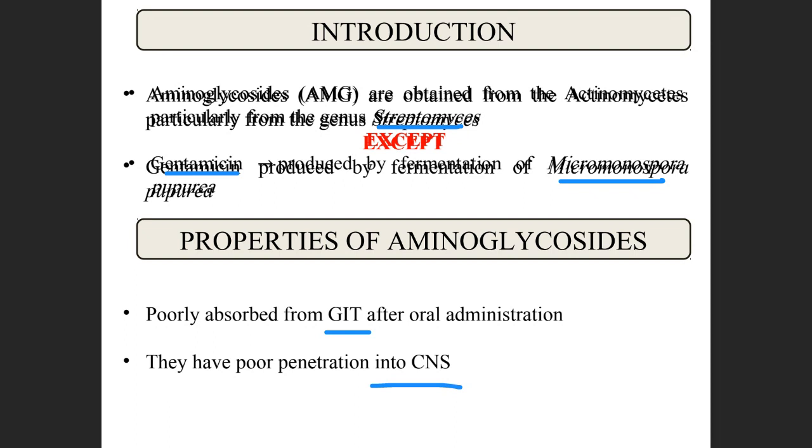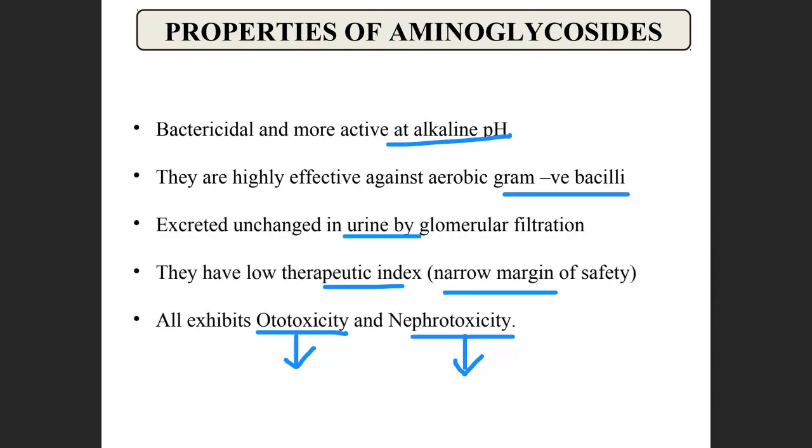Coming to the properties of aminoglycosides. All the aminoglycosides together are bactericidal in nature. They are poorly absorbed from the GIT after oral administration. They also have poor penetration into the blood-brain barrier, and they are effective against the gram-negative bacteria. They are excreted through the urine.